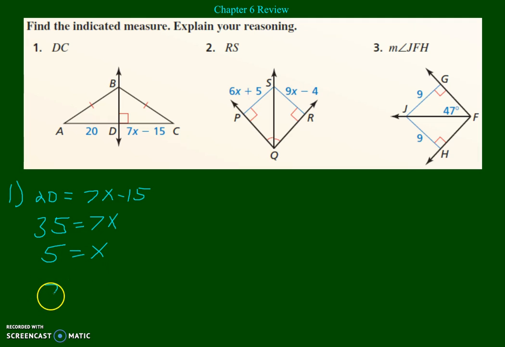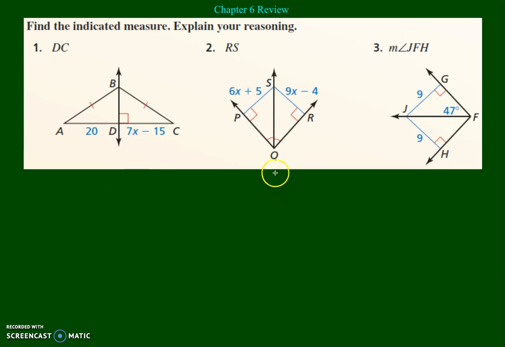So 7 times 5 minus 15 is 35 minus 15, which is 20. So yes, in fact, DC equals 20. So we didn't have to do all that work. We could have just determined, because this side was congruent to this, that this side would in fact be 20.